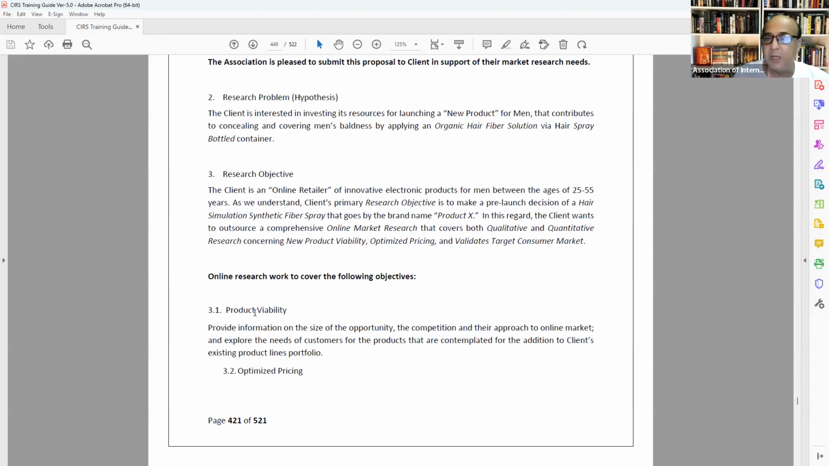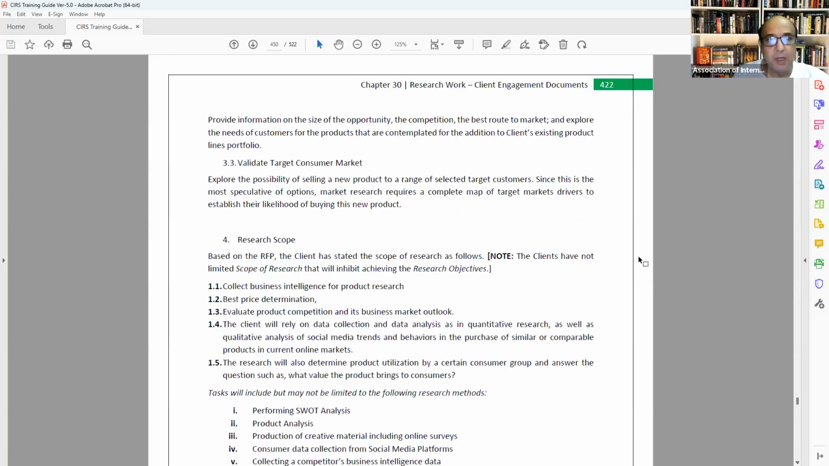So in this regard, for product viability, what are you going to perform? You're going to do optimized pricing, which means that you're going to determine what could be the best price for which the client or the consumer are willing to buy this product. In the eyes of a consumer, what could be the best value for money for them, and so on, right? And for this, you would probably do focus groups or surveys or things of that sort.